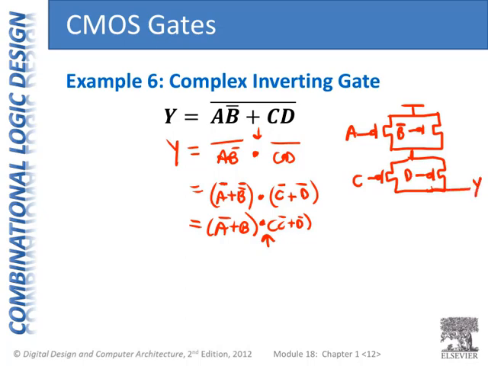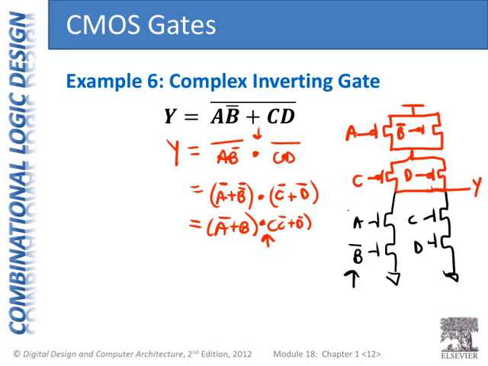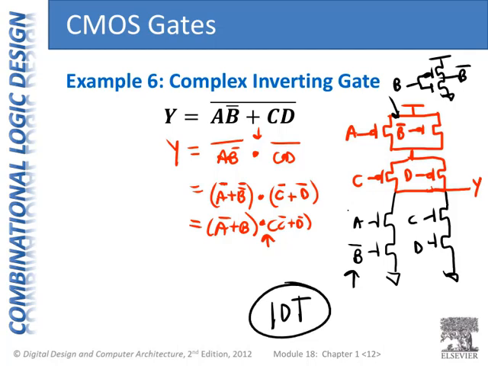And then I can do the NMOS network as well. So A bar or B parallel, so now those are going to be in series. And we end up with the same result. Again, we have to create our B bar. So we end up with the same result again, a 10 transistor complex gate.